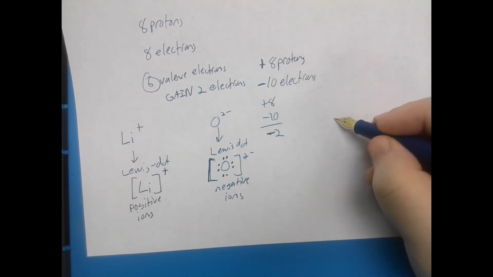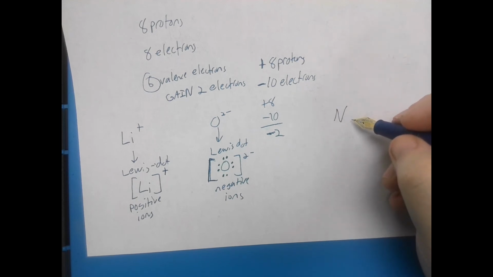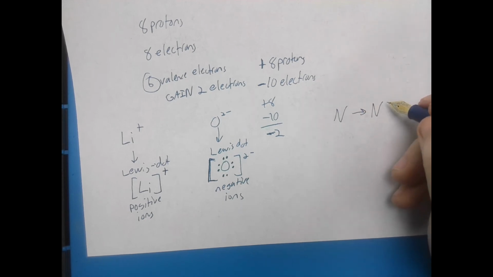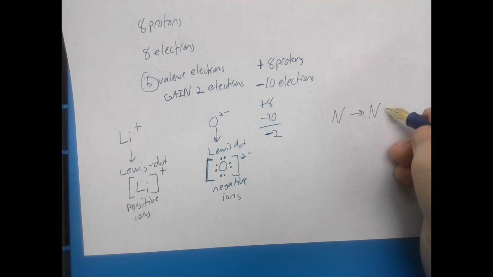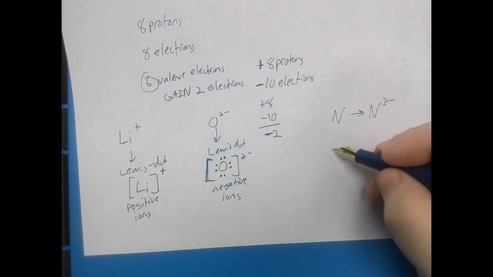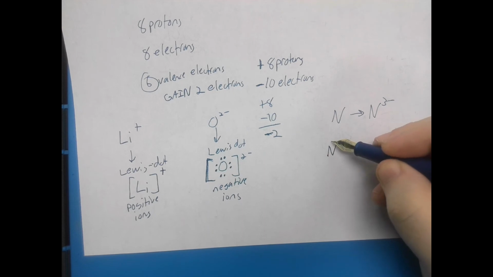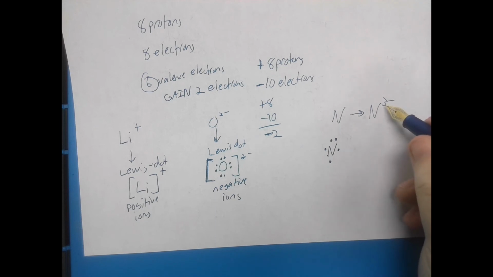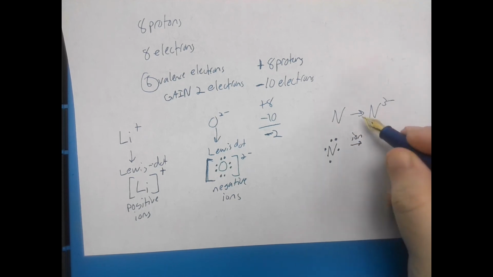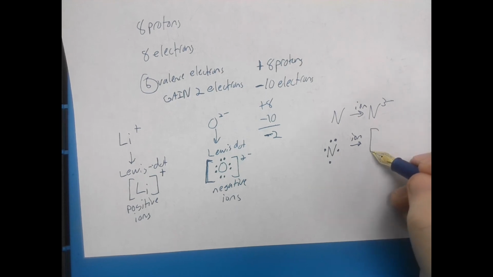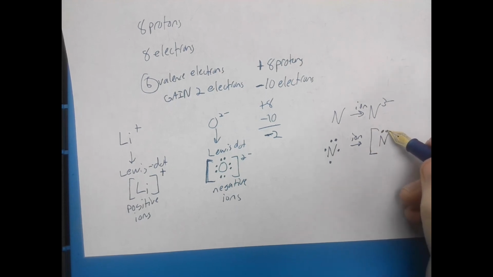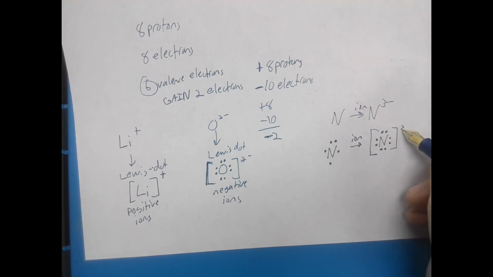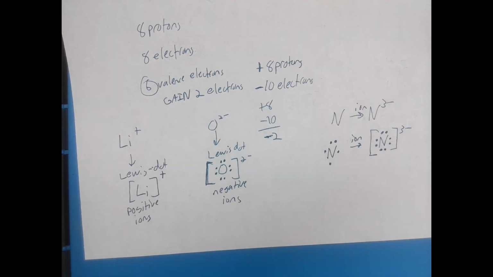So nitrogen has 5 valence electrons. So when it becomes an ion, it's going to become N3 negative. So the Lewis dot for it, since it has 5 electrons, is going to look like this. But the ion version of it is going to look like this. It gains 3 electrons, so now it has 8. And this would be the valence electron.